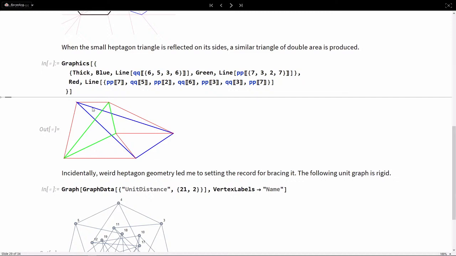1, 2, 4 heptagon triangle with double the area. And that's a weird property that only one other triangle has. It's strange that the heptagon has this strange property.